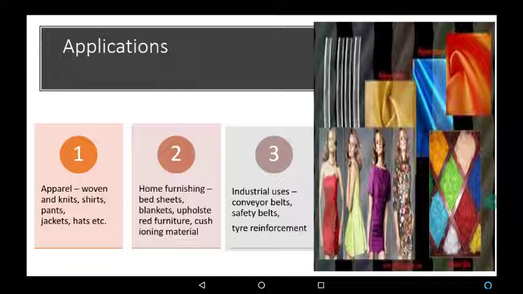Where is it used? For apparel, woven and knit shirts, pants, jackets, hats, etc. For home furnishing like bedsheets, blankets, upholstery furniture, and cushioning material, and industrial uses: conveyor belts, safety belts, tire reinforcements, etc.